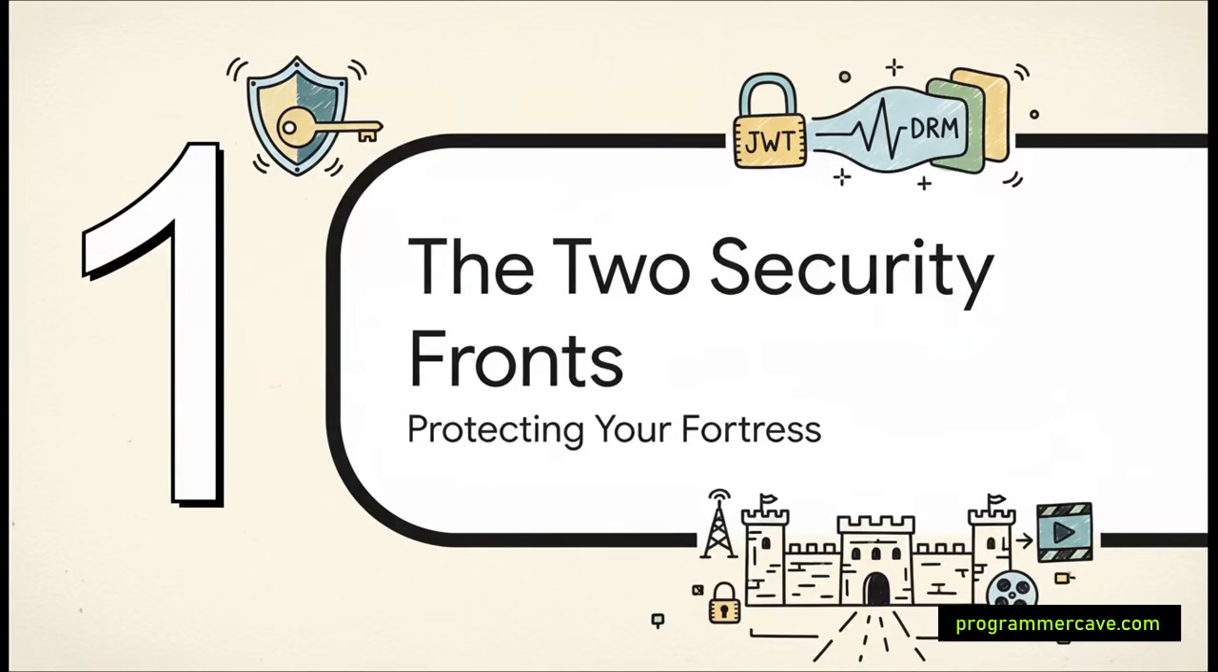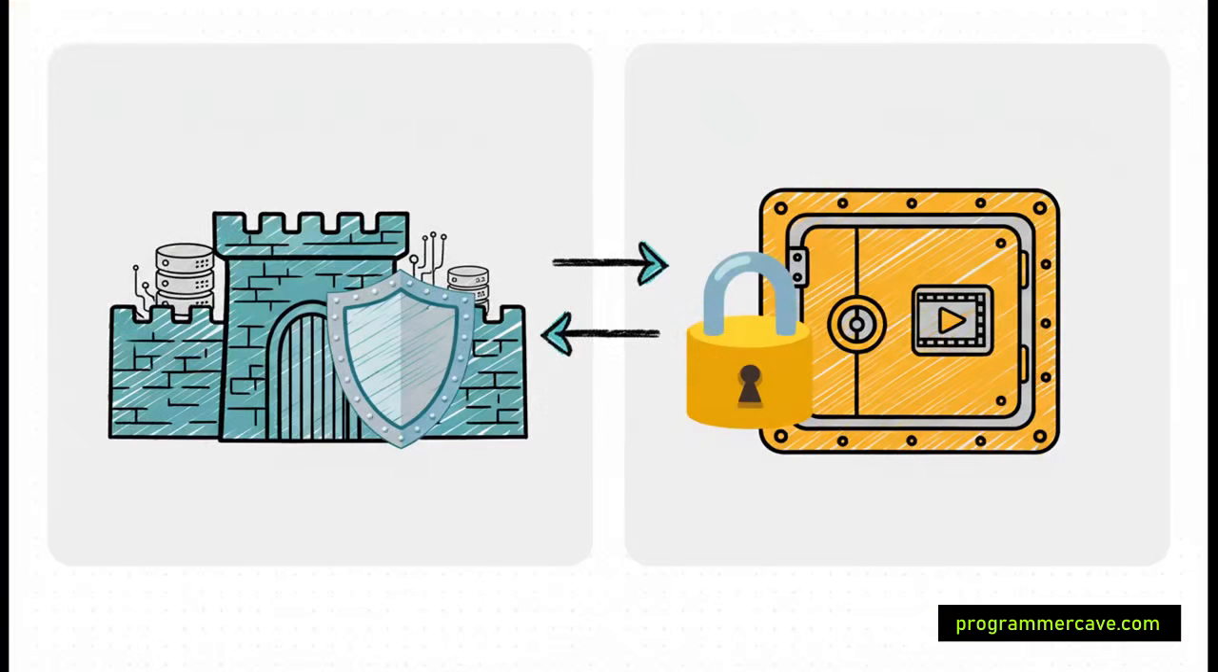All right, first things first. It's super important to get this one concept down. Security isn't just one big problem. It's a battle you have to fight on two very distinct, but very connected, fronts. Okay, so on one side, you've got platform security. This is all about your infrastructure, your backend servers, your APIs, your user database. These are literally the walls, the gates, and the guards of your fortress.